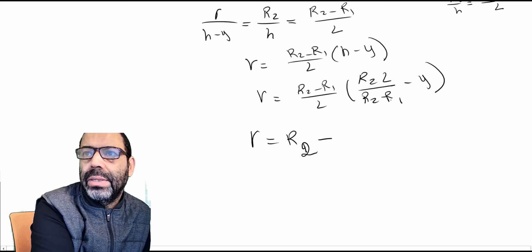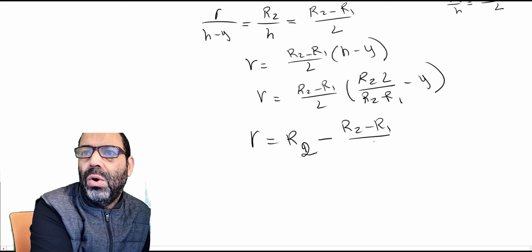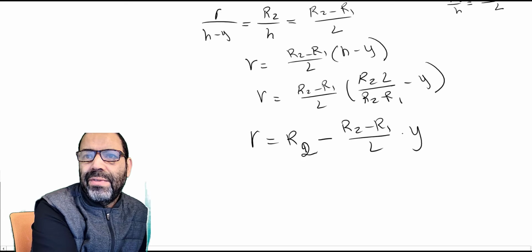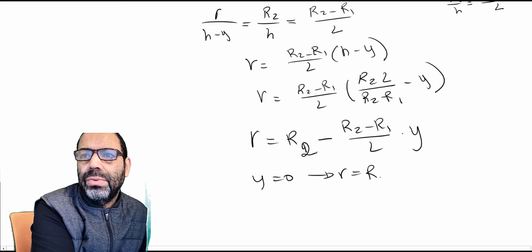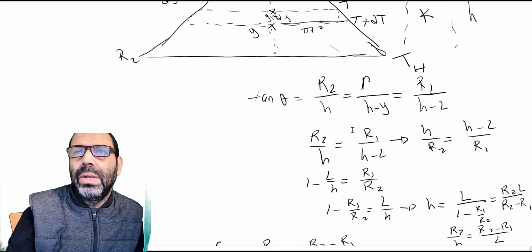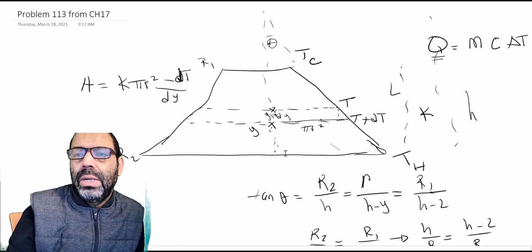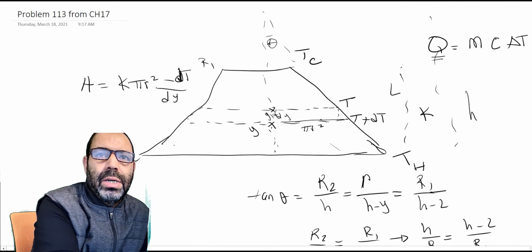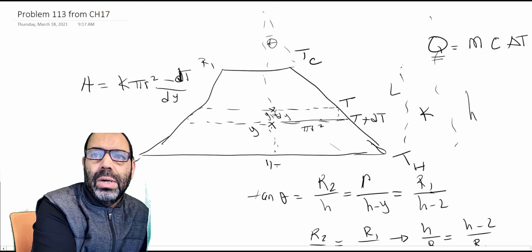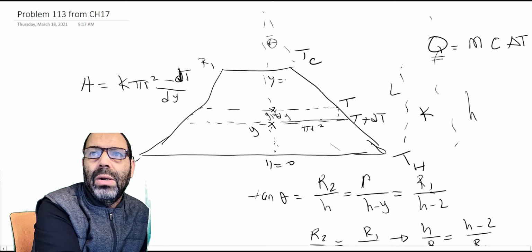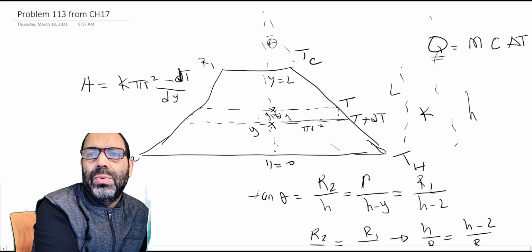R2 minus, again, this coefficient, which is (R2 minus R1) over L times y. Okay, this expression should work now, because if I put y equal to 0, I know the radius is equal to R2. That's exactly how it's supposed to be. If I put y equal to 0, because I'm starting in here, this is what y equal to 0 looks like, this is what y equals L looks like, and this is y anywhere in between.